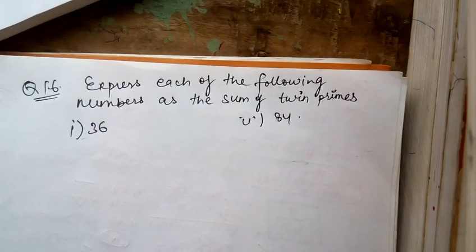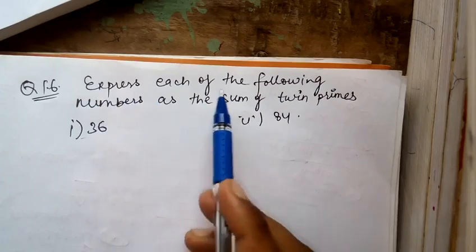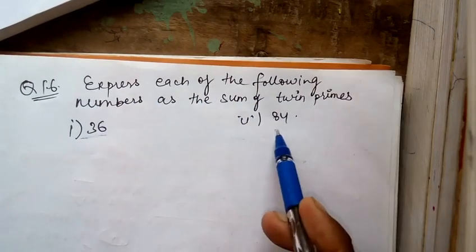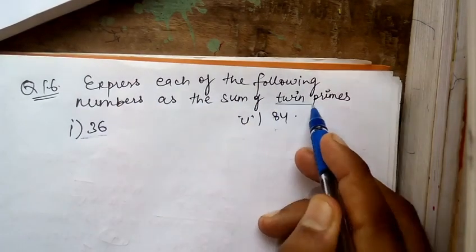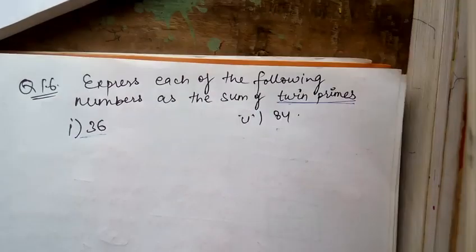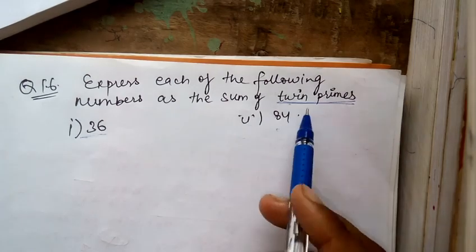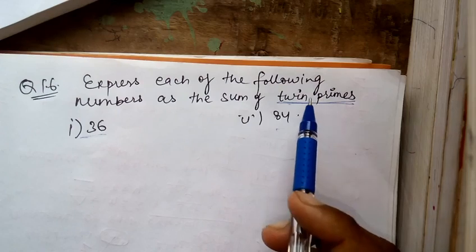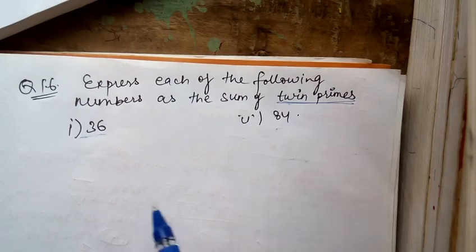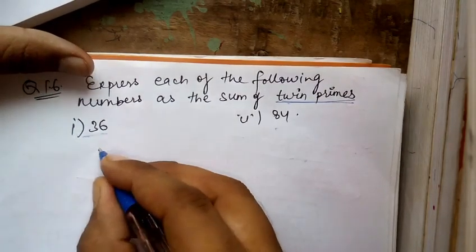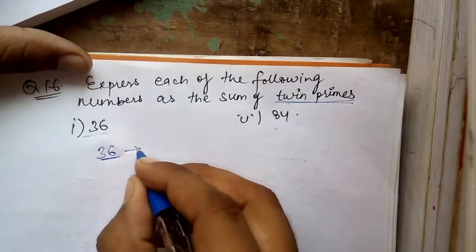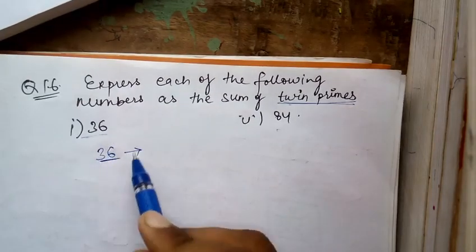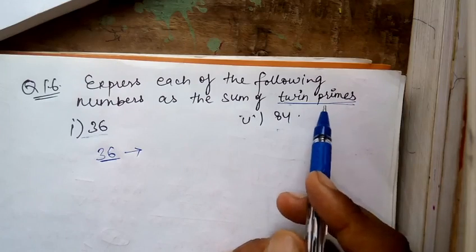Now students, the next question is question number 16, in which we have to express the given number as a sum of twin primes. Let's recall the definition of twin primes. Two consecutive odd prime numbers are termed as twin primes. We have seen the examples 3, 5; 5, 7; 11, 13, etc. Now the first number is 36.